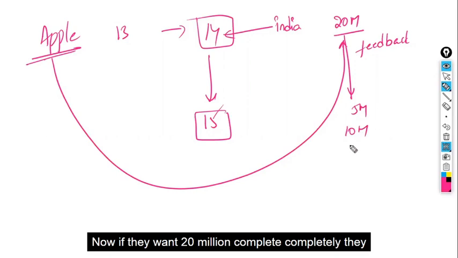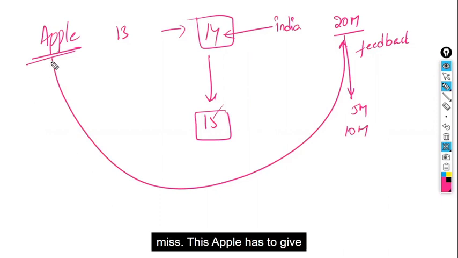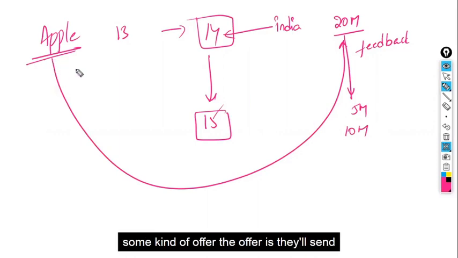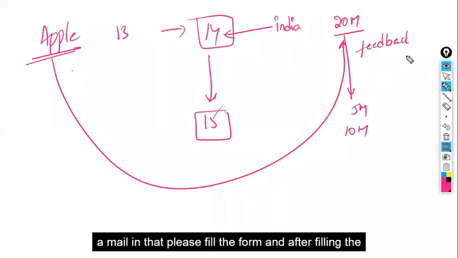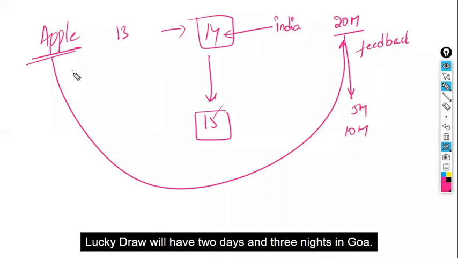Now, if they want 20 million, completely they want, every person they want to collect the data, means this Apple has to give some kind of offer. The offer is they'll send a mail in that, please fill the form. And after filling the form, we are going to take some kind of lucky draw. If you win the lucky draw, we'll have 2 days and 3 nights in Goa.